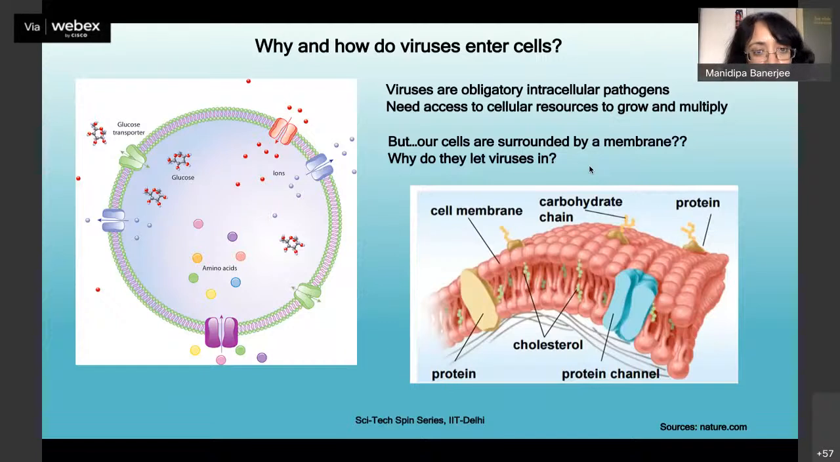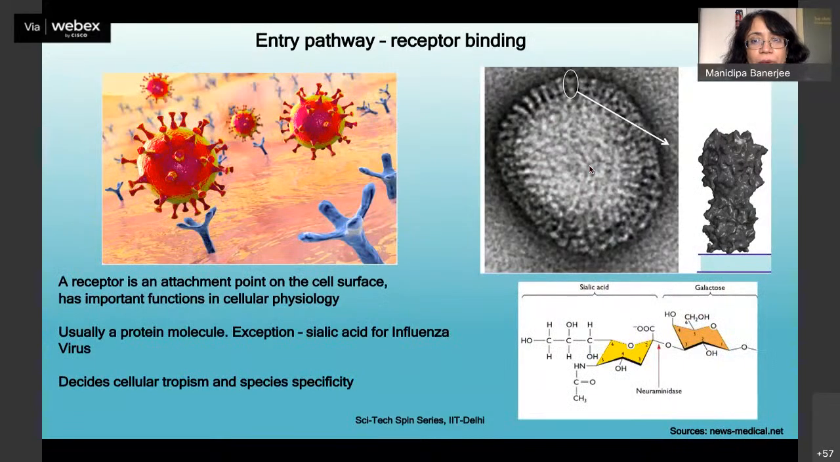We all know that our cells are surrounded by a membrane. Plant cells and bacteria are surrounded by thick cell walls. So how do viruses get in? Our cell membranes form a very specific barrier. Even the movement of water or ions in and out of the cell is very highly regulated. So how does this letting viruses come inside happen?